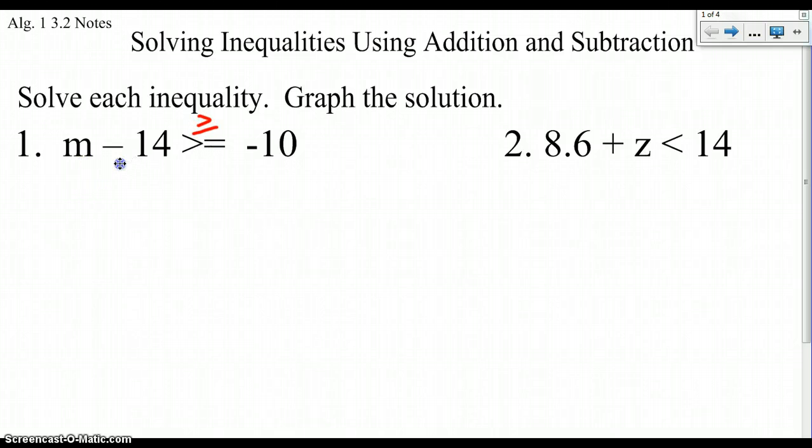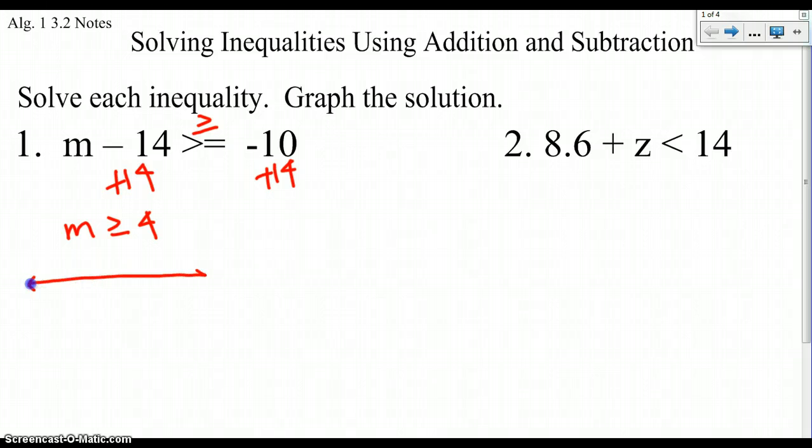So for number 1, when we're going to solve it, to get m by itself, we just need to add 14 to both sides. And then we get m is greater than or equal to 4. We treat this just like an equal sign when we're solving a regular equation, but it's just a greater than or equal to. So now we're going to graph this.